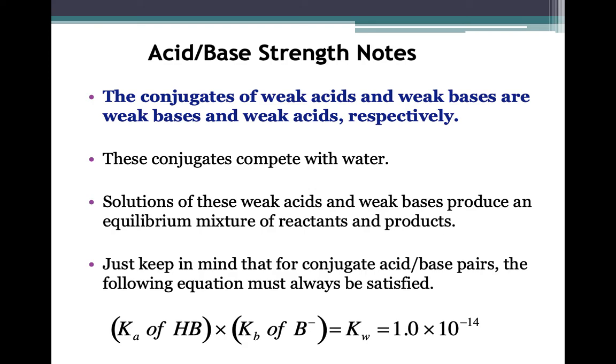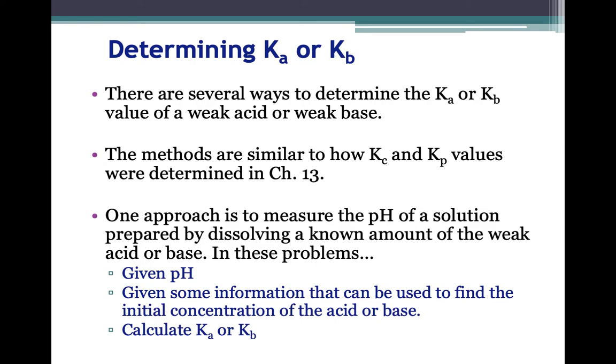So to determine Ka or Kb, there are several ways to do this. You can be given that value, and then you could use it like we did in chapter 13. If you're given a pH, you can then calculate it just like you would any other K. Depending on what you're given, it would be either Ka or Kb. So if you're given the pH, you'd be calculating the Ka. If you're given some other information with initial concentrations, then you could calculate Ka or Kb.